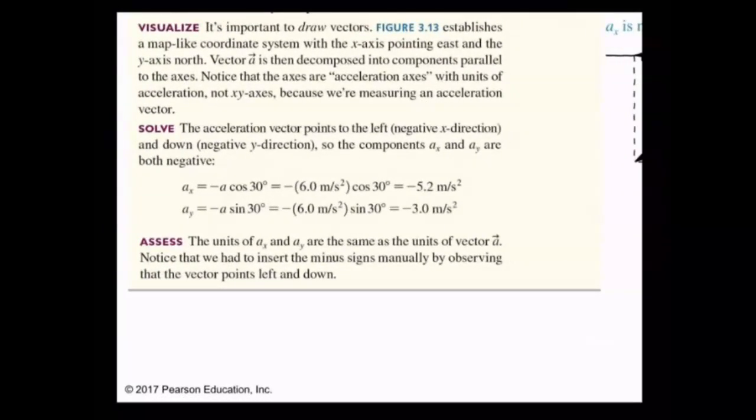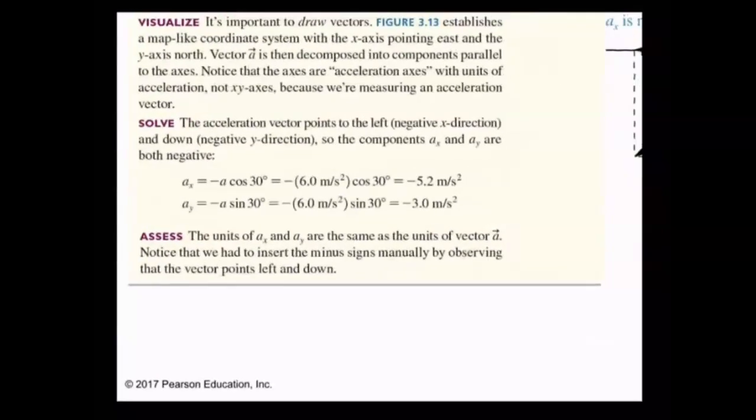So when we solve, the acceleration vector points to the left in the negative x direction and down in the negative y direction. So the components a sub x and a sub y are both negative. Using the trigonometry, we see that a sub x is equal to minus a times the cosine of 30 degrees, since the cosine of 30 degrees is equal to a sub x over a.